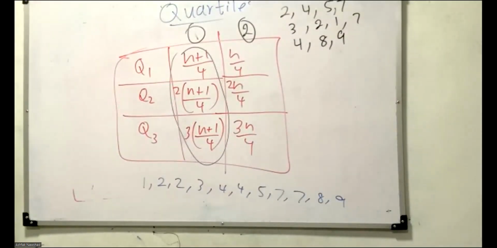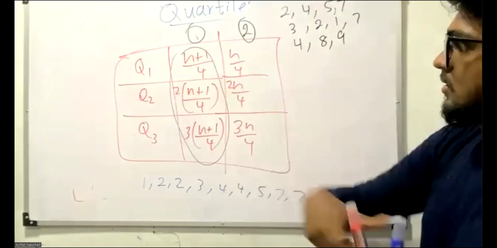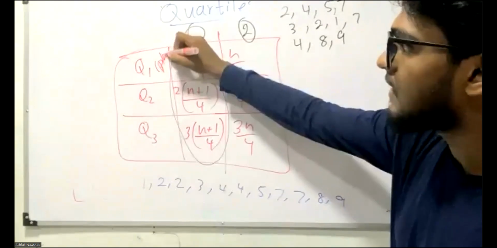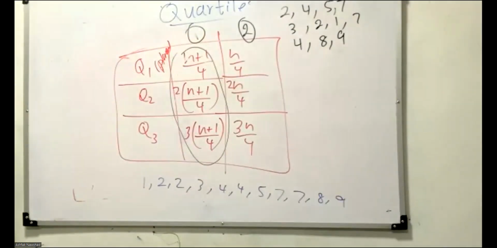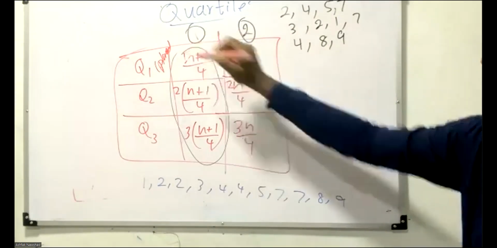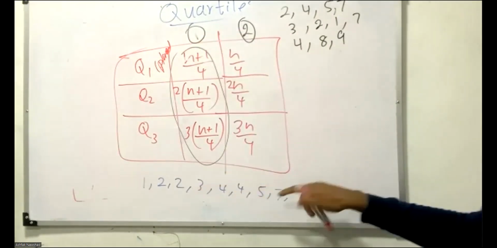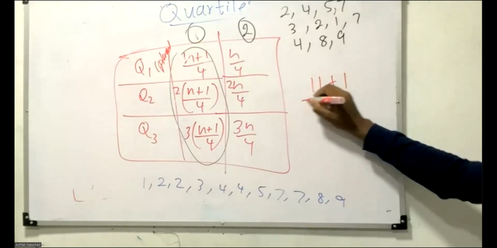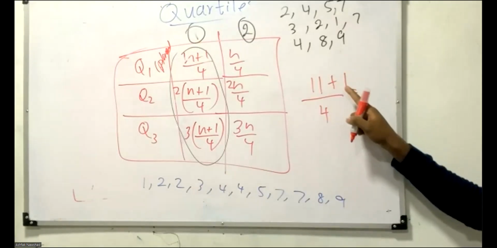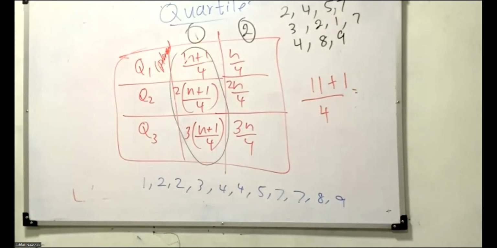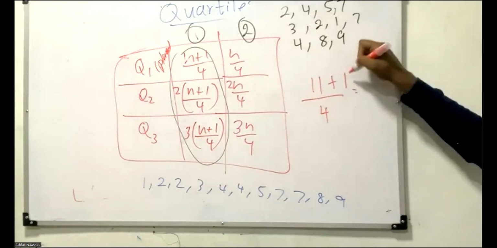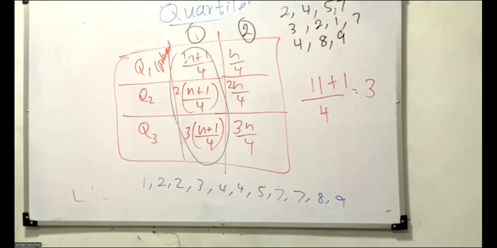Now I ask you to find the first quartile. How do we find the first quartile? In brackets I have given you a term, place. Let's see what place means. N plus 1 over 4. What is n here? 11. So 11 plus 1 over 4. What is 11 plus 1 over 4? 11 plus 1 is 12. 12 divided by 4 is 3.